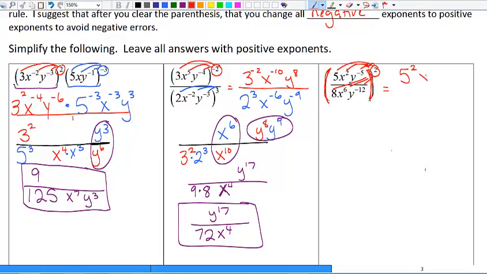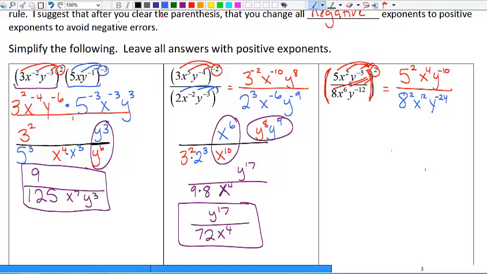We have 5 squared x to the 4. Notice I'm multiplying those exponents because I have one base and two exponents. Y to the negative 10. On the denominator, I have 8 squared x to the 12, y to the negative 24.